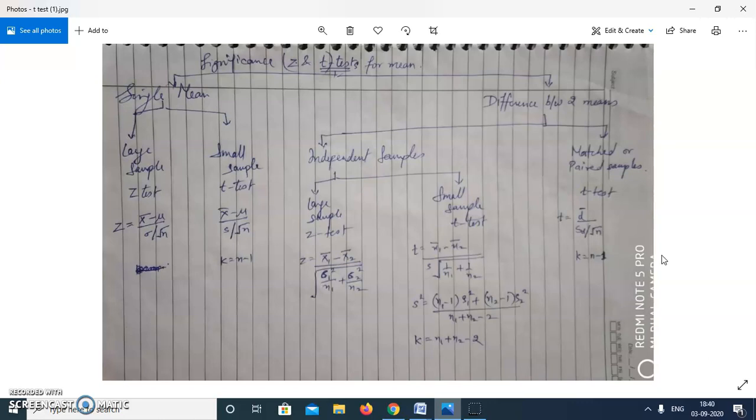These are the formulas for calculating the test statistic. Then we need to see the table and compare the calculated value with the table value. If the calculated value is higher than the table value at 95% level, then we'll say yes, the null hypothesis is rejected and there exists a statistically significant difference between the means. It is a very simple procedure. When we practice the questions, it will be easy to understand.